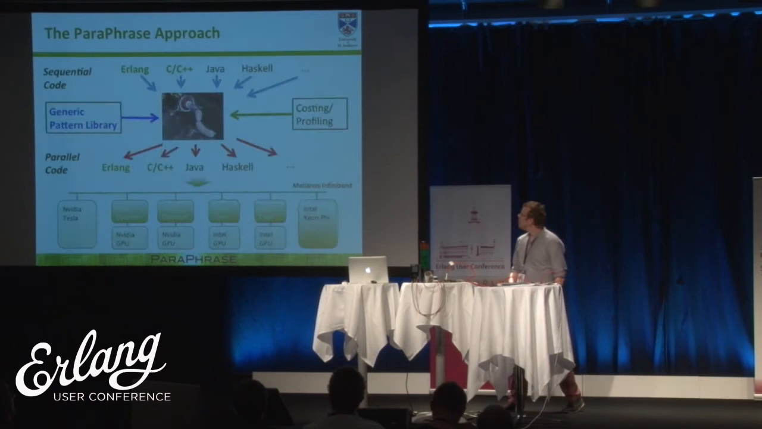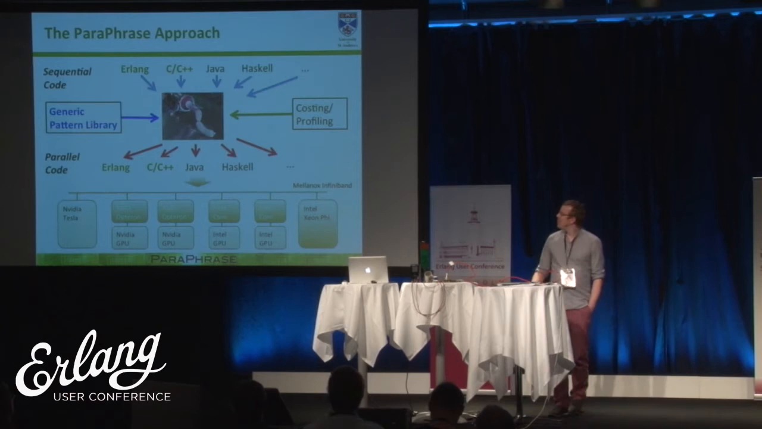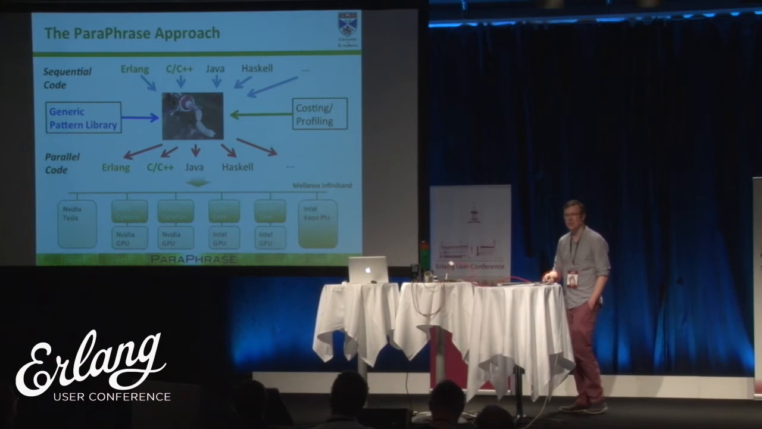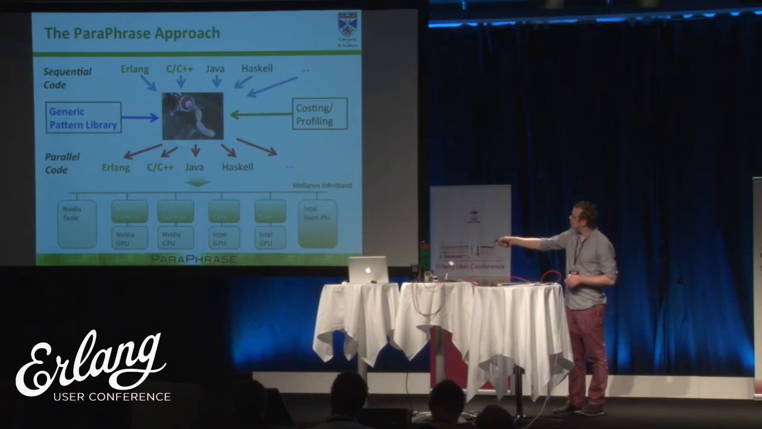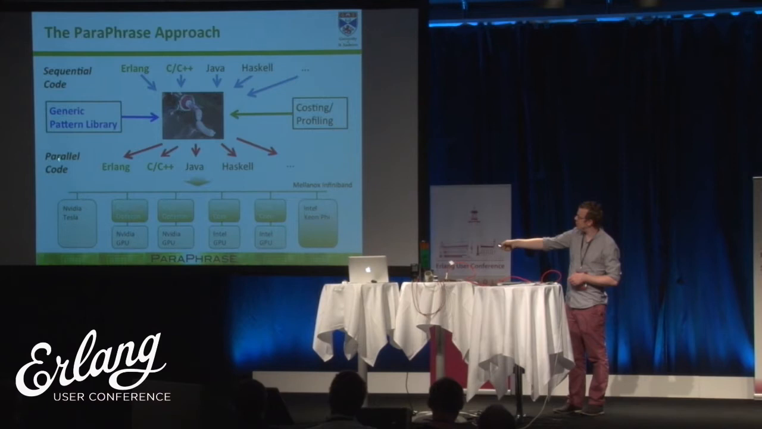So this is the Paraphrase high-level approach, if you like. At the top, we've got sequential code, and here's Erlang. We're also looking at a lot of other different languages, so we're not just targeting Erlang here. Our approach is a general one. It's not constrained to a particular model or paradigm. Then in the middle, you've got the Paraphrase sausage machine. You've got some parallel patterns here, and performance information coming in here. And then at the bottom, you get some parallel code, parallel Erlang or C. So you put Erlang in here, you get parallel Erlang out. And then you've got some kind of big heterogeneous system you want to run it on, so you map it to the available resources.